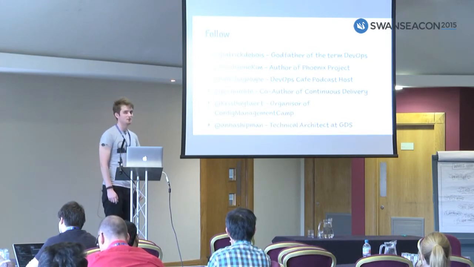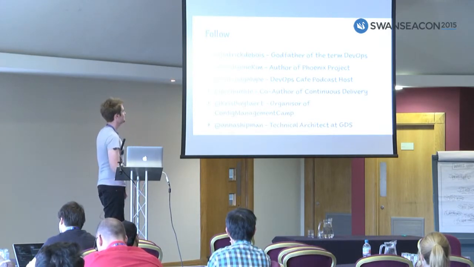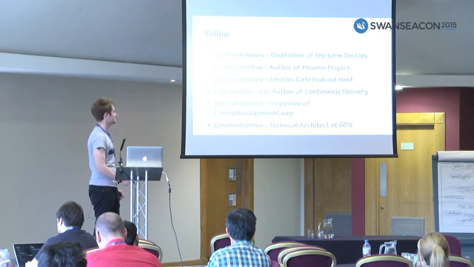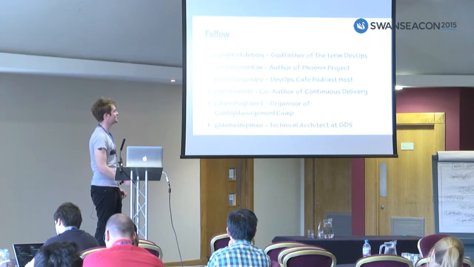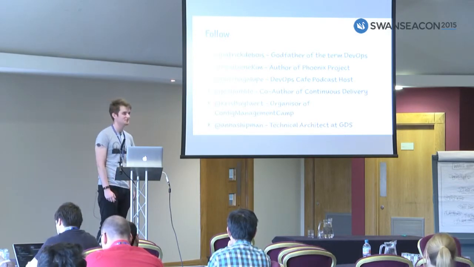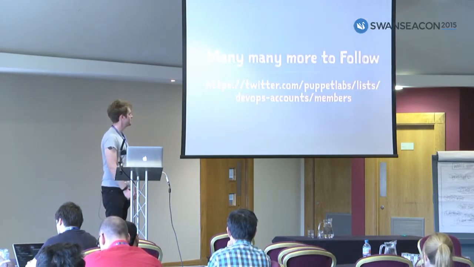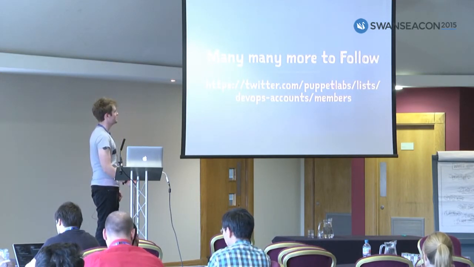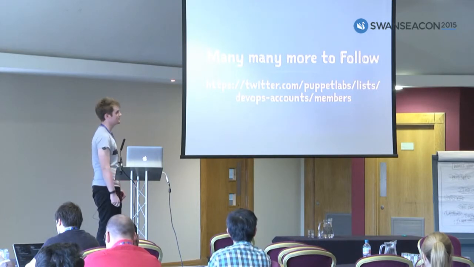If you're into Twitter and you want to follow people, here's a list of cool Twitter people to follow. There's Anna Shipman, Technical Architect at GDS, who has some really good blog posts about how operations work at GDS. Chris Bryant, who's the organizer of Config Management Camp. Jez Humble, who's obviously the author of Continuous Delivery. Gene Kim, who wrote The Phoenix Project. Patrick Dubois, who's often seen as the godfather of the term DevOps, if not DevOps itself. And there's tons more to follow. If you're really into Twitter lists, there's a Puppet Labs list of DevOps accounts and people to follow.